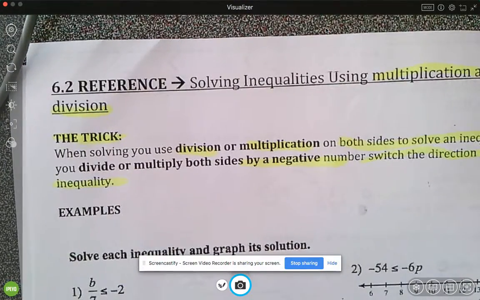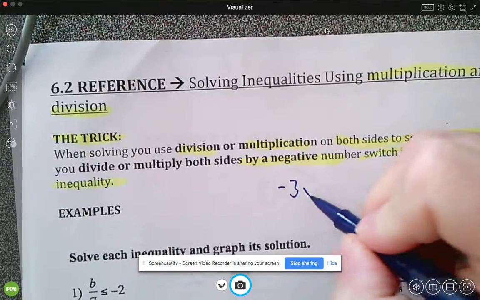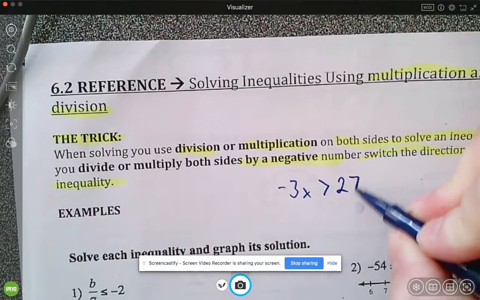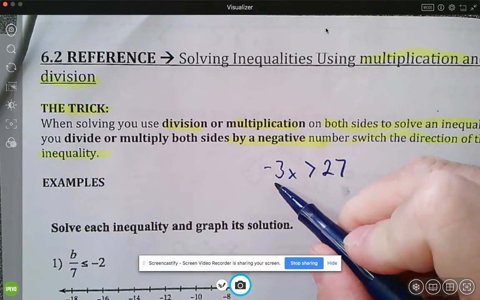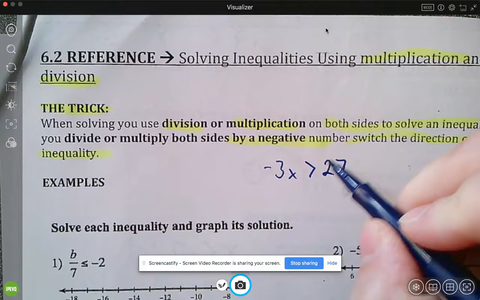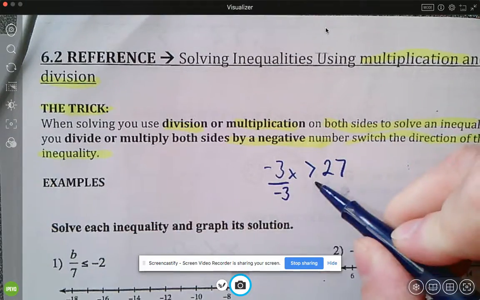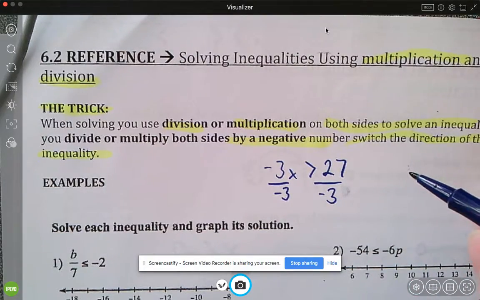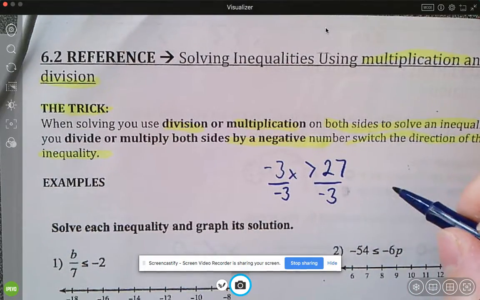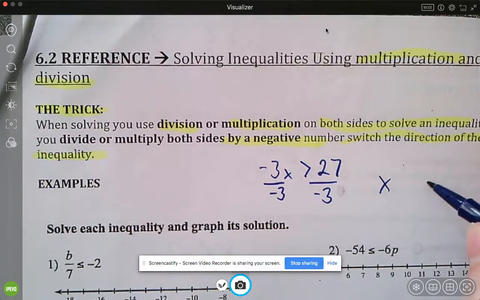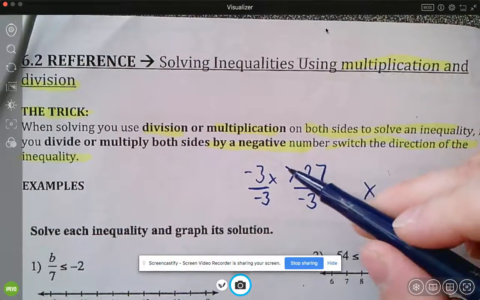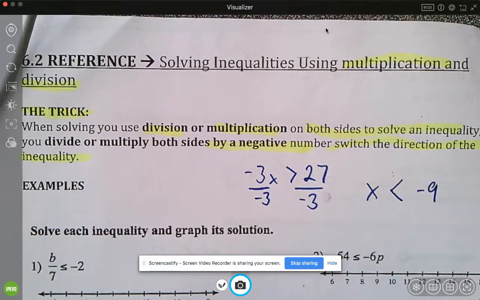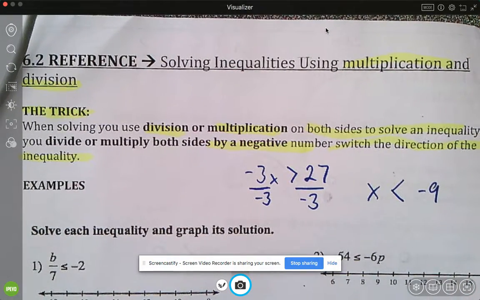But for now, for example, if I just did negative 3x, copy this down, is greater than 27. The first step would be what to both sides? Yeah, divide by negative 3 and divide by negative 3. So then I would be left with x and then negative 9, but instead of being greater than, we're going to switch the inequality symbol to less than. And then we'll graph our solutions.